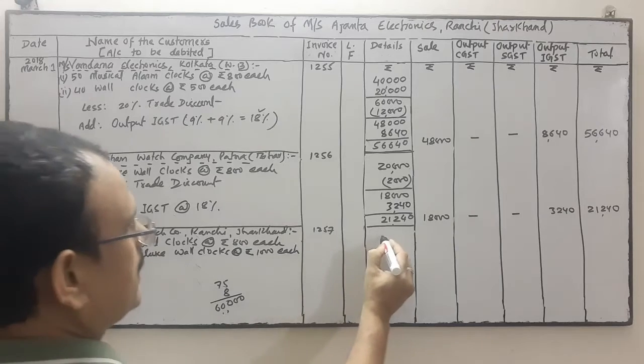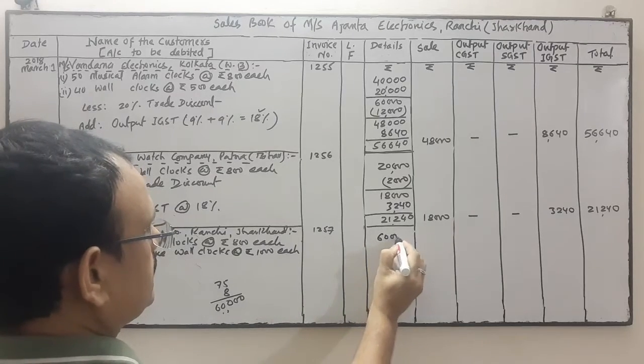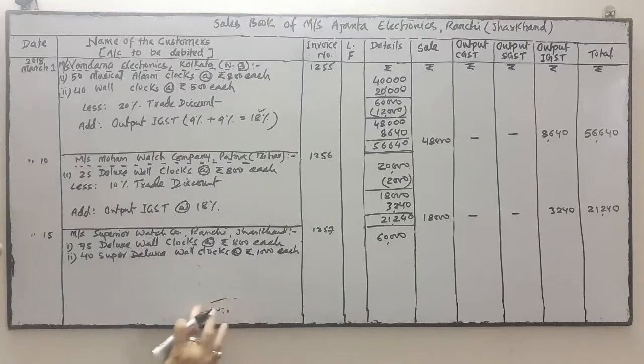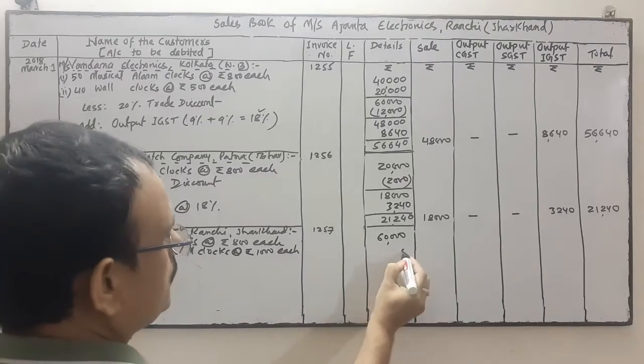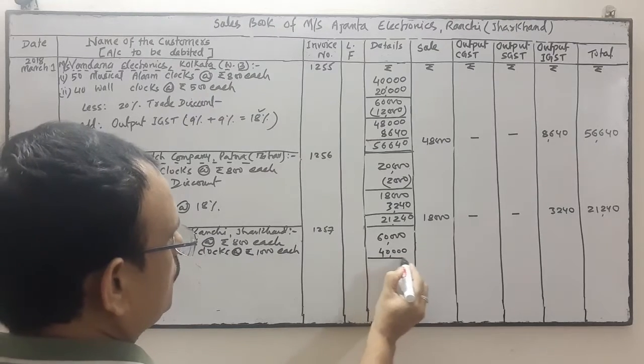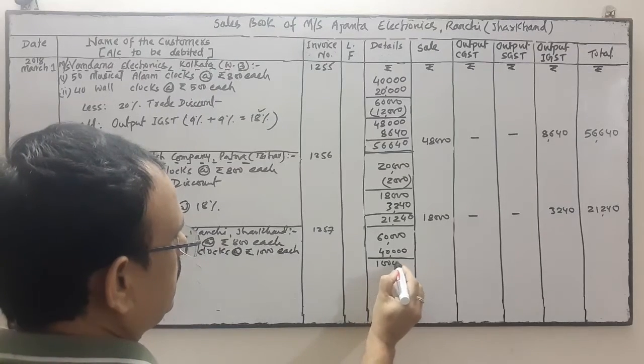So it is 60,000, and the second one is 40 into 1,000, so it is 40,000. So the total is 1 lakh.